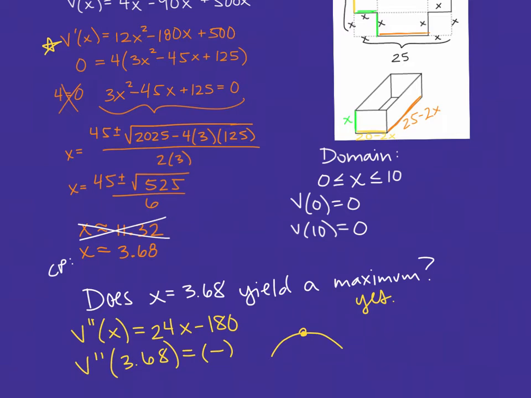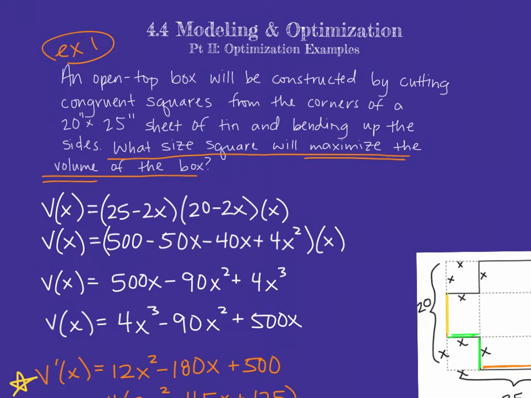So according to the second derivative test, yes, 3.68 would be the cut that we need to make in order to maximize our volume. So going back to the very beginning, what size square will maximize the volume of the box? The size square would be having a side length of 3.68 inches.